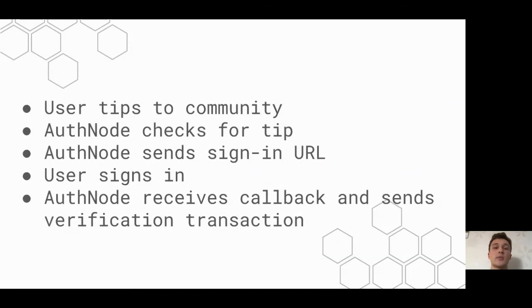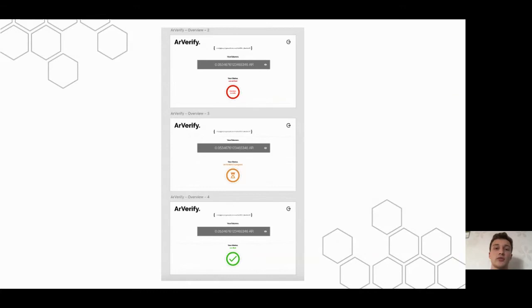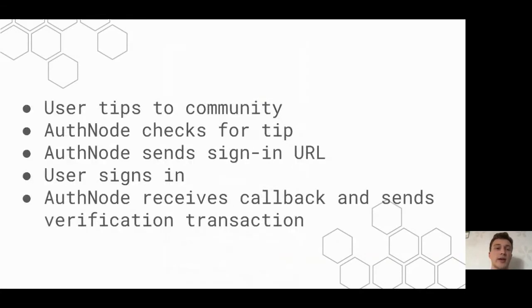The user tips to the community. This is implemented inside of the UI, so you don't have to do anything. You just click the button and everything will run in the backend. So the user tips to the community. Then the auth node checks for the tip, then returns a sign-in URL for the user. The user then signs in. Currently, this is the Google OAuth implementation, so you just sign in with your Gmail account. And then the auth node you tip to receives a callback and then sends a verification transaction, so the whole ecosystem knows that this address is now verified.